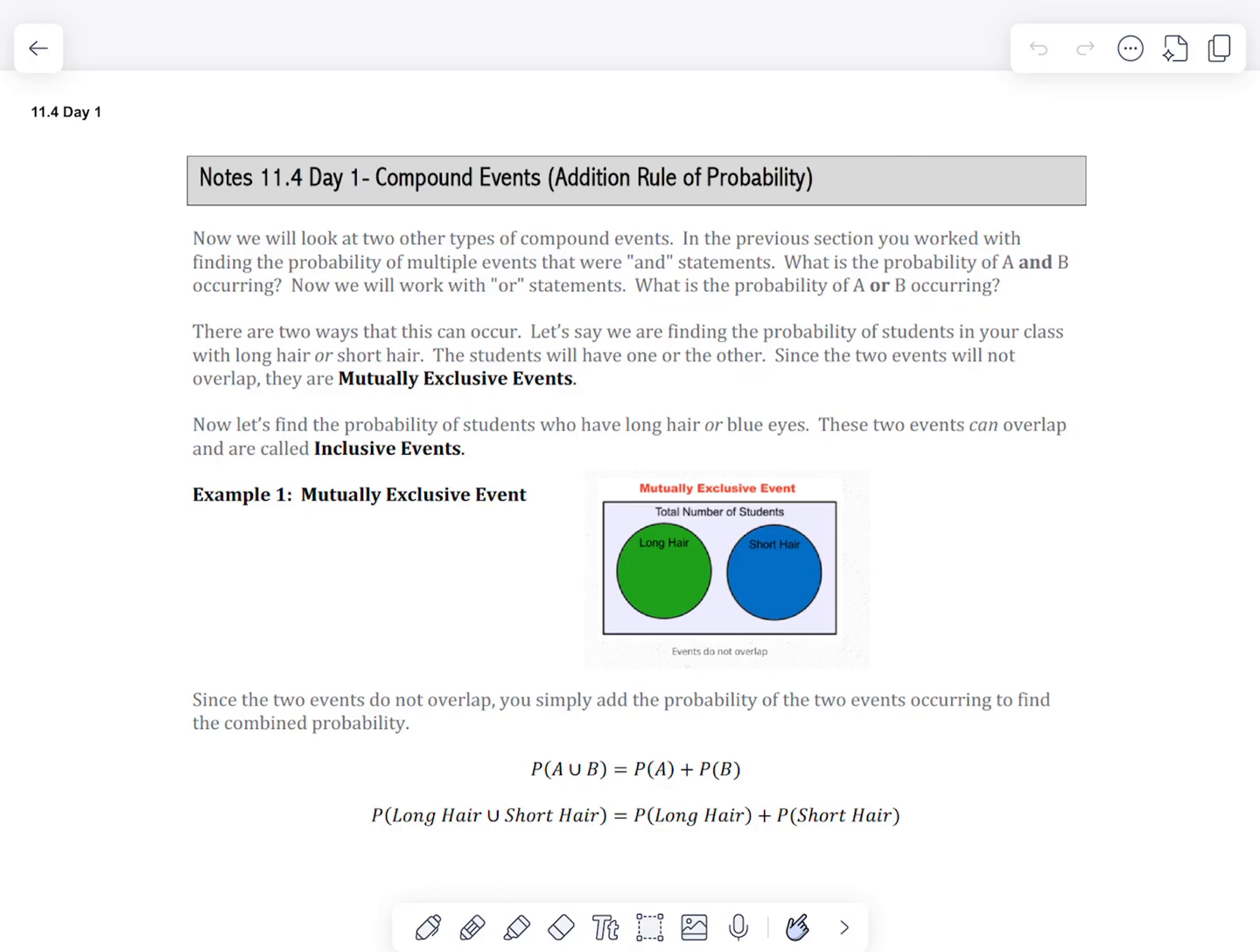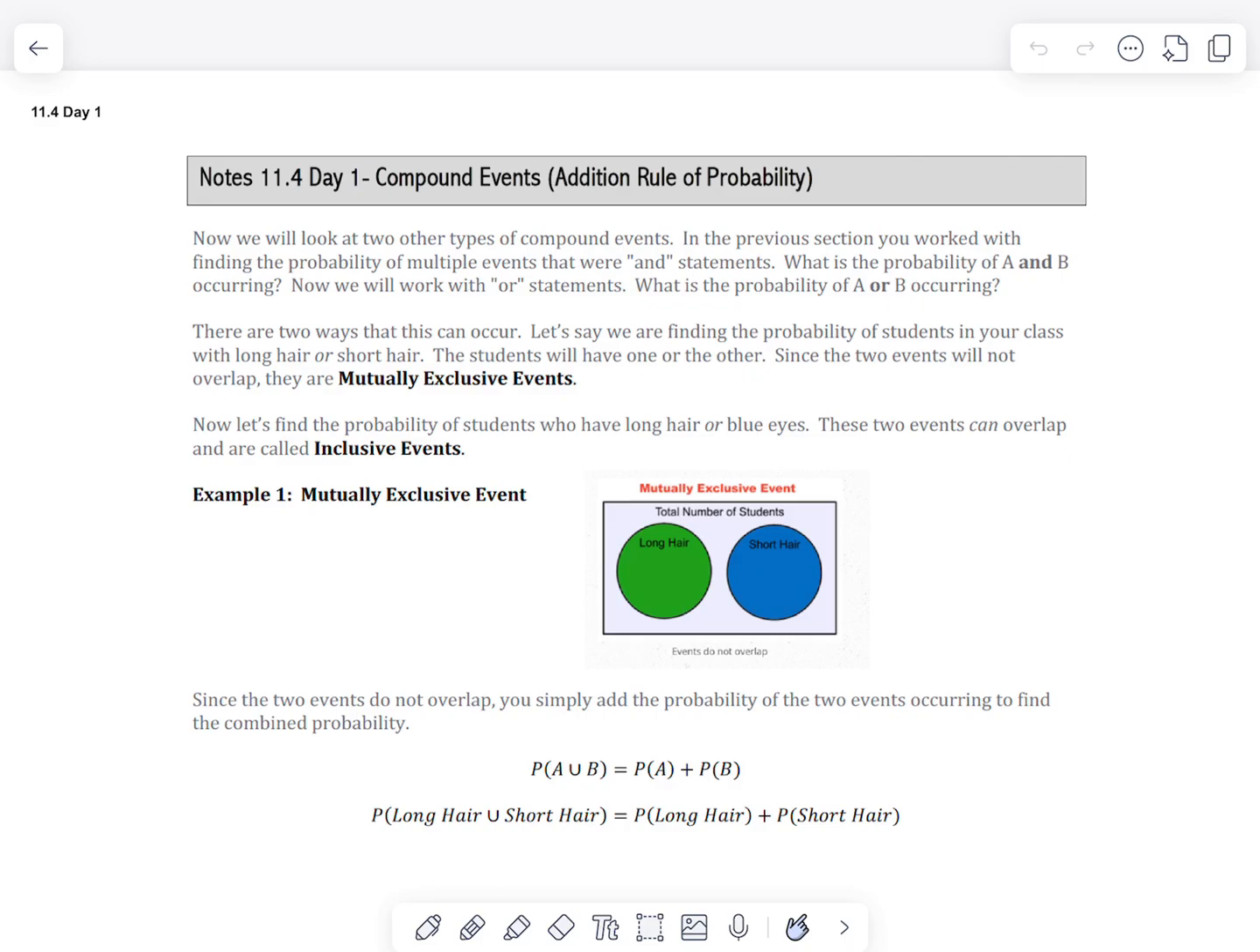All right, this is 11.4 on compound events where we use the addition rule of probability. We will now look at two types of compound events. In the previous section, we worked with probability of multiple events that were and statements. What is the probability of A and B occurring? Now we'll look at or statements. What is the probability of A or B occurring? There are two ways that this can happen.